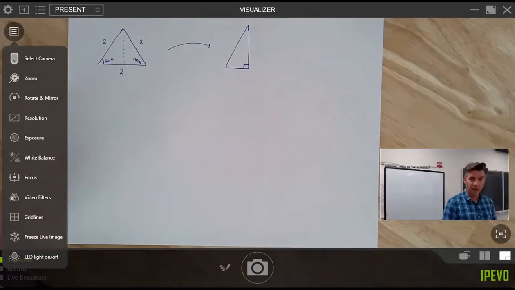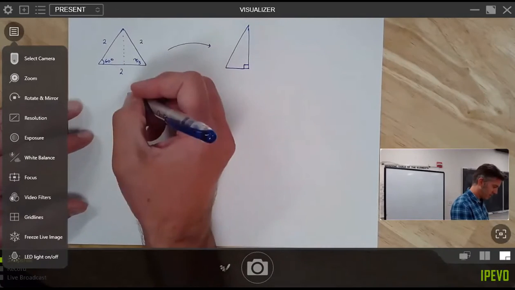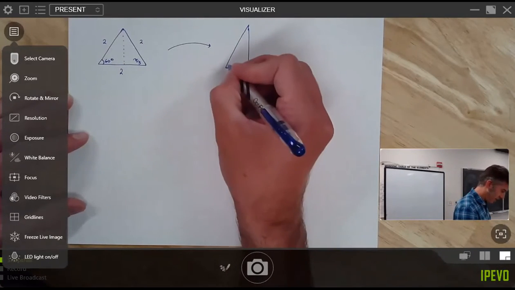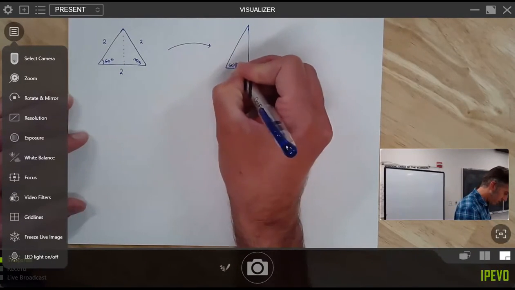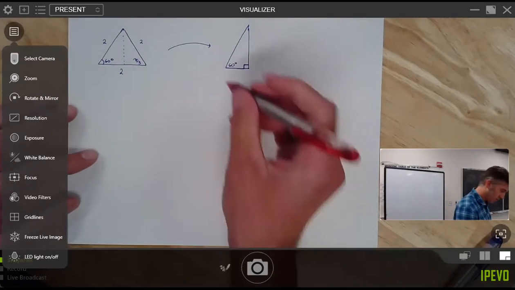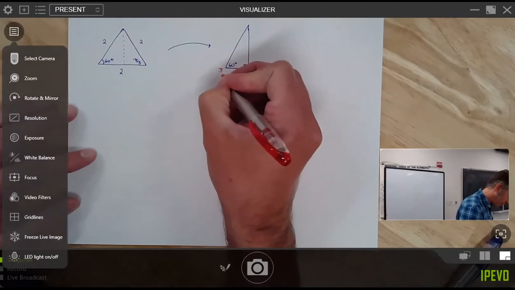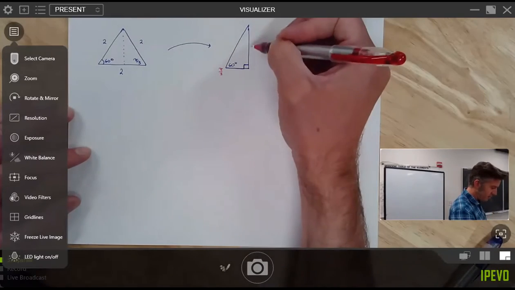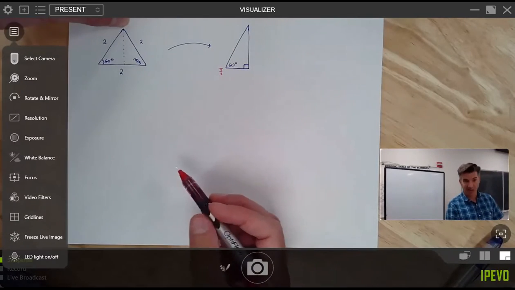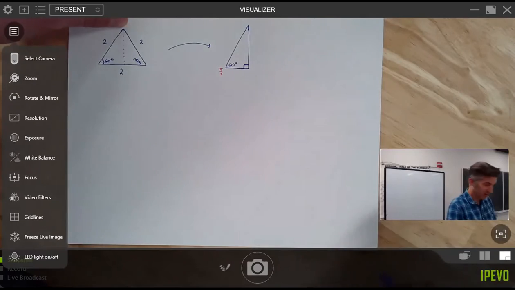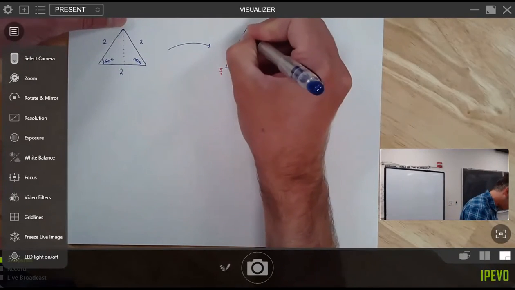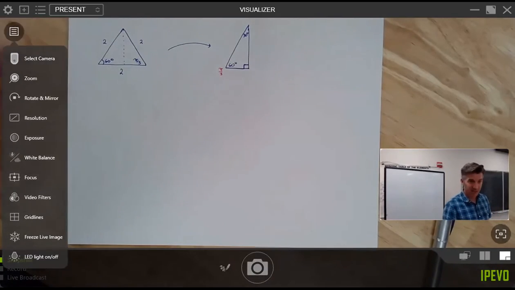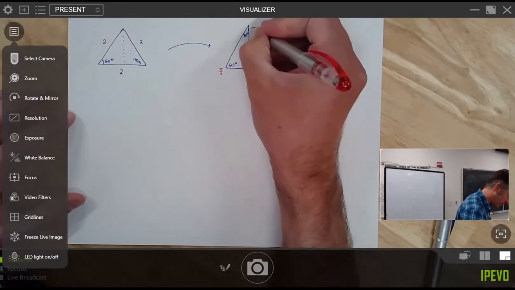But then we're going to cut this triangle in half vertically, just like that, so that we still have a 60-degree angle here, which is also pi over 3 radians. But this angle up here that was 60 degrees over here is also going to get cut in half. And half of 60 degrees is 30 degrees. And half of pi over 3 radians is pi over 6 radians.